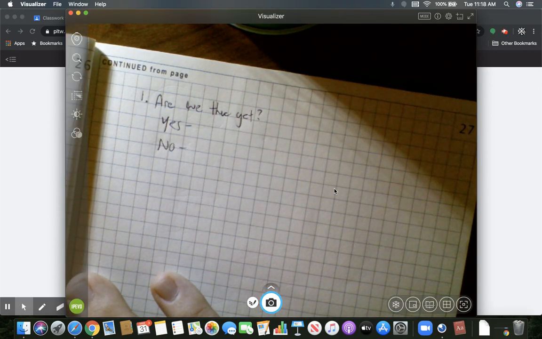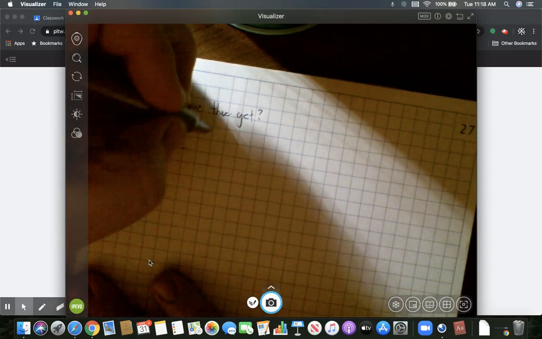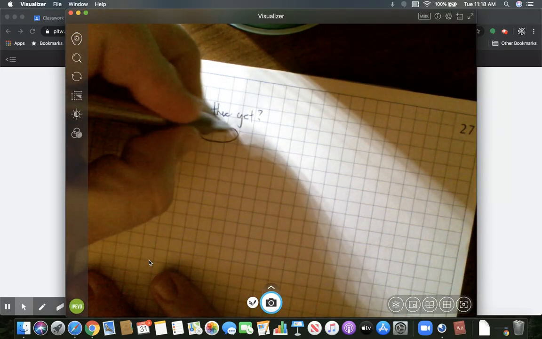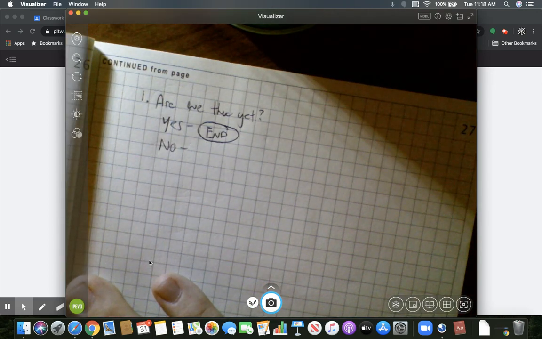So if we were on the bus and we said, "Are we there yet?" that would mean that we're here at the museum. So what happens there? Well, only one thing happens when they're at the museum. I'm even going to put down the symbol there. That means in the flowchart, we're done.